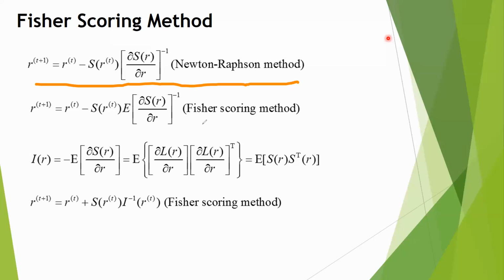The only modification for the Fisher scoring method is for this part. Fisher takes the expectation rather than the direct second derivative of R. So this expectation gives a very nice control over the calculation of the variance, and it solved the overflowing problem.